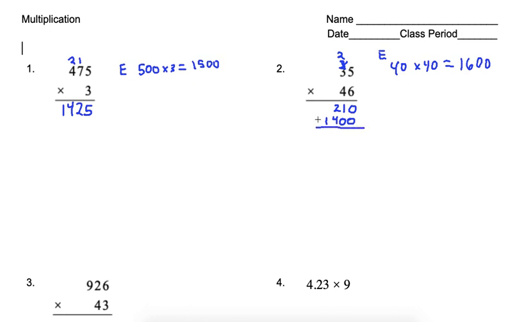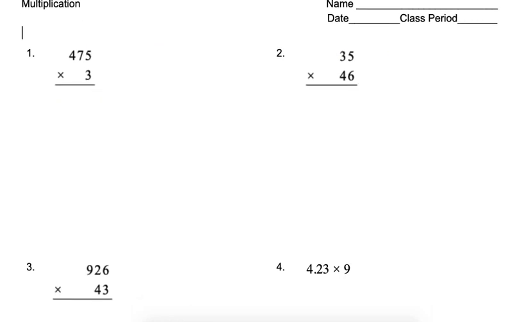Then we can just add those two parts together. 0, 1, 6, and 1. And that ends up pretty close to what we estimated it would be, 1,610. Okay, so using our standard algorithm, those don't have any decimals yet. Let's go ahead and look at the next couple here.